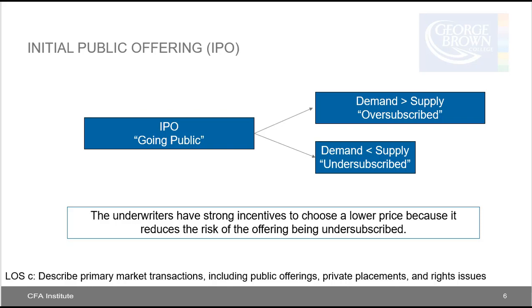Providing price support is costly to the investment banks and is another factor that motivates them to choose a lower offering price so that the securities price in the secondary market rises immediately following the IPO. And that's typically a pattern that you see in many IPOs, is that the stock price rapidly increases the same day or immediately following the issuance.